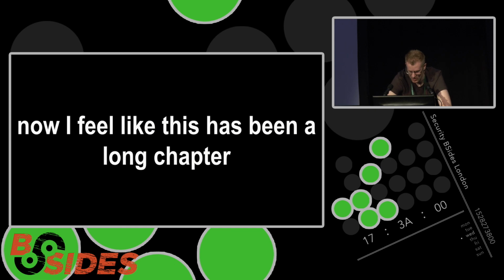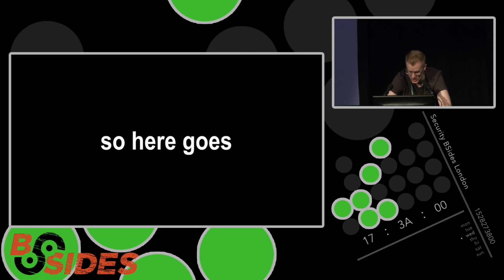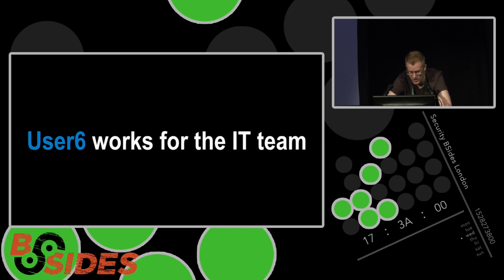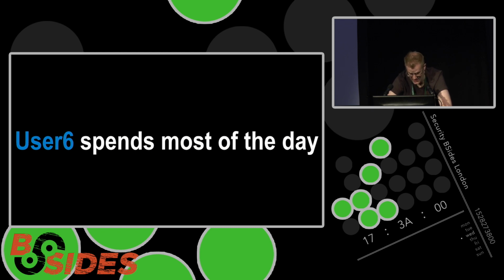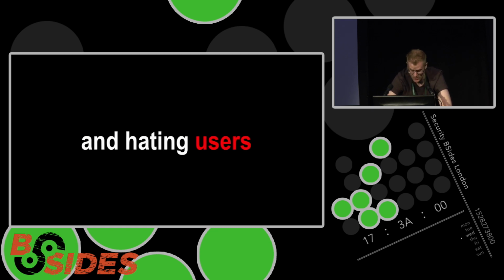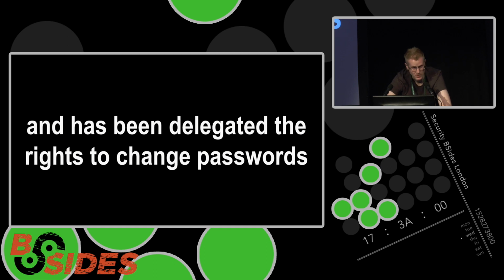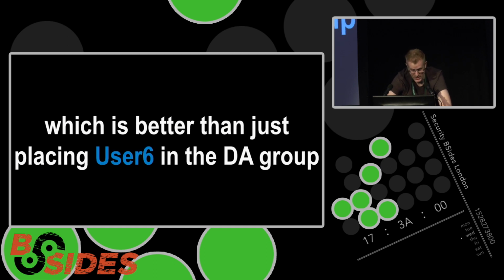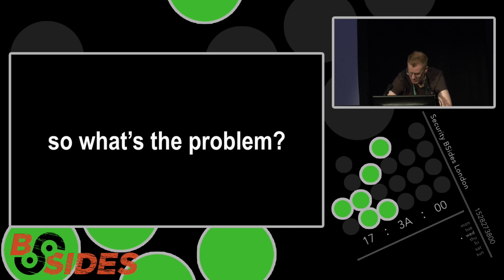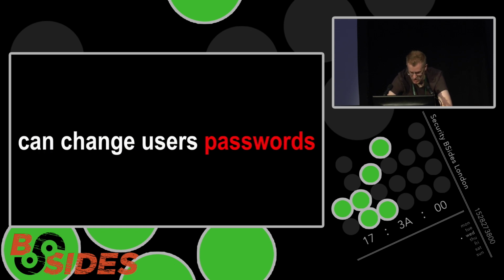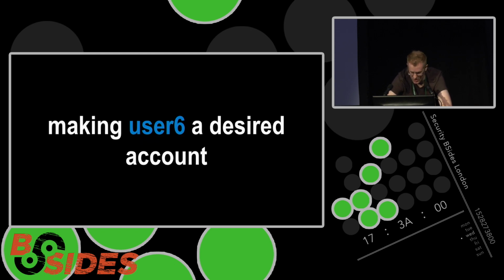And I feel like this has been a long chapter, so I want to conclude quickly, so here goes. Right, user 6 works for the IT team. It spends most of its day changing passwords and hating users. But user 6 is interesting because it's a standard user account that has been delegated the rights to change passwords, which is better than just being placed in the DA group. So what's the problem? Well, the problem is the account can change passwords, making user 6 a desirable account.